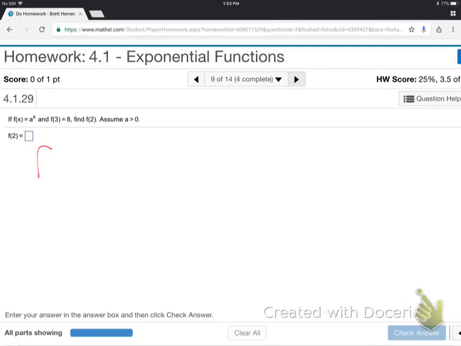So, f of x, I'm just going to take this right here, is a to the x. And they're telling me that f of 3 equals 8. And they want me to find f of 2. So we're changing things up. No more picture on this one. Now we've got to work with the equation. All right. Are you okay with this kind of a statement? What is that saying? That's saying when you plug 3 into the function, it comes out to equal 8. Everybody see that? Should I make it a little bigger?